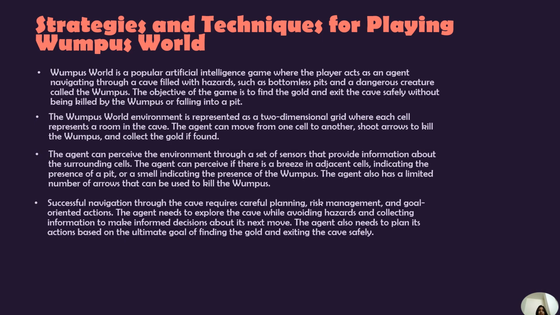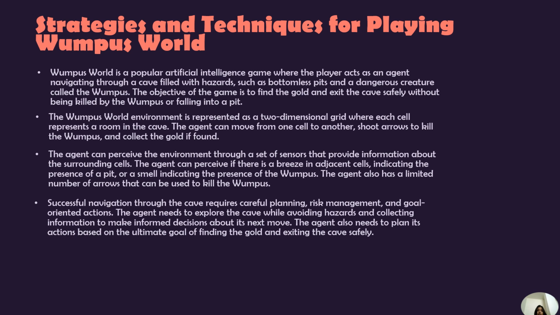Now let us see strategies and techniques for playing Wumpus World. Wumpus World is a popular artificial intelligence game where the player acts as an agent navigating through a cave filled with hazards such as bottomless pits and a dangerous creature called the Wumpus. The objective of the game is to find the gold and exit the cave safely without being killed by the Wumpus or falling into a pit.